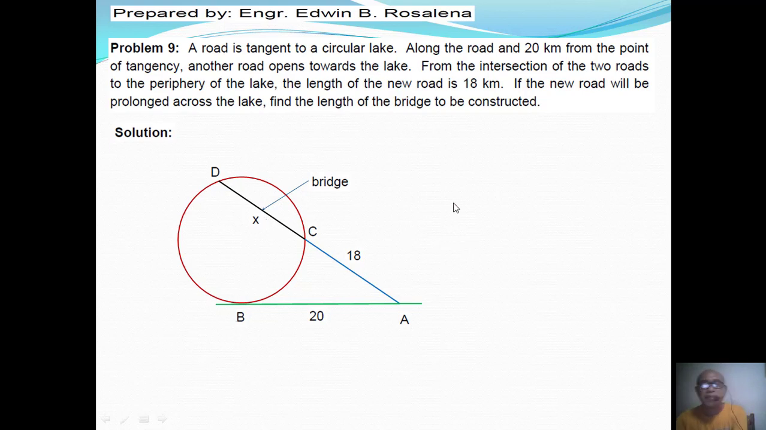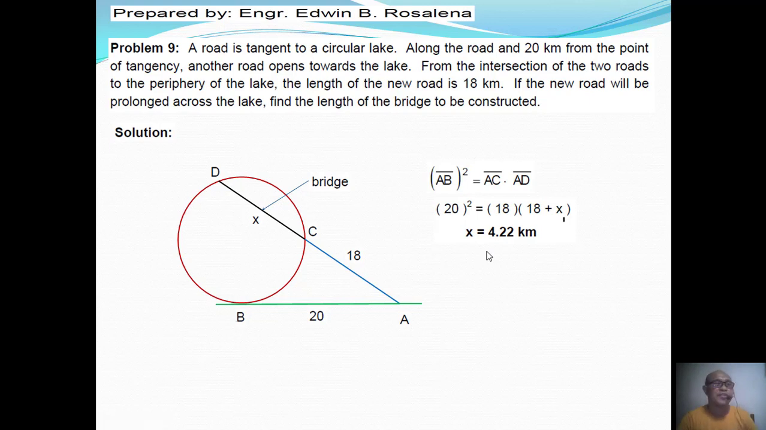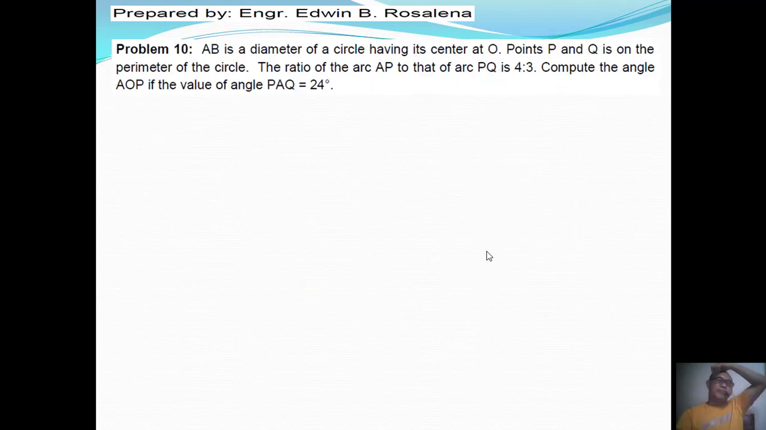So, we have here, from the property, AB square equal to AC times AD. So, this is 20 square equal to 18 times 18 plus x. And x there is 4.22 kilometers. Okay? So, we have here number 10. We have that.